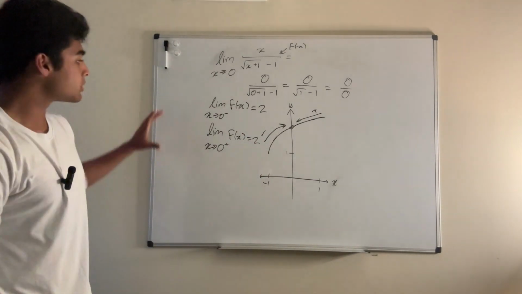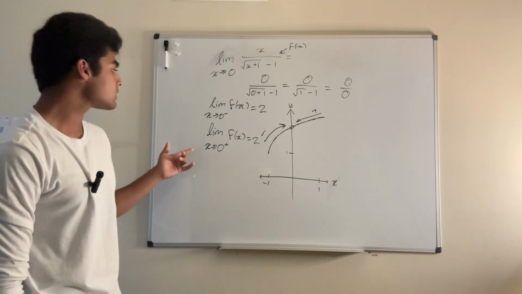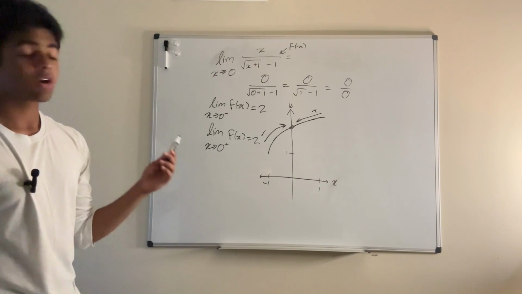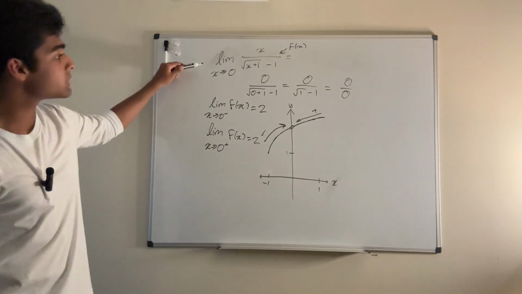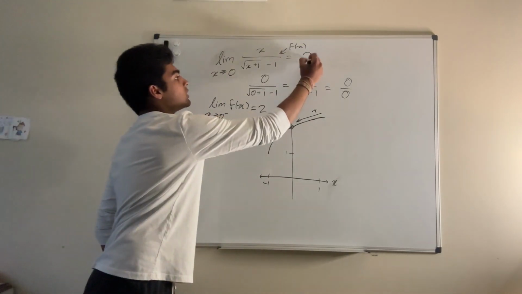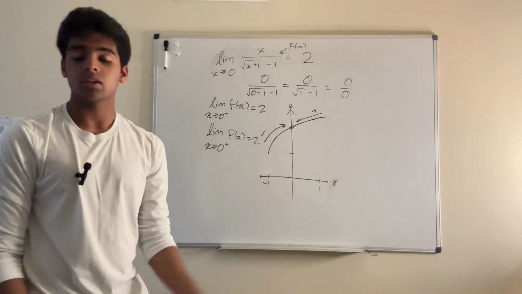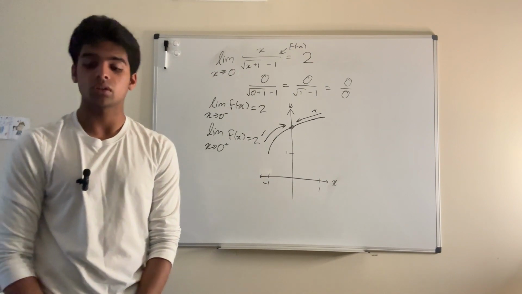And since both the limit as x approaches 0 from the left and the limit as x approaches 0 from the right of f of x are equal, and both equal 2, we can say that the limit as x approaches 0 of this function equals 2. And if you remember, this is the same value that we got in our previous example in the numerical approach.